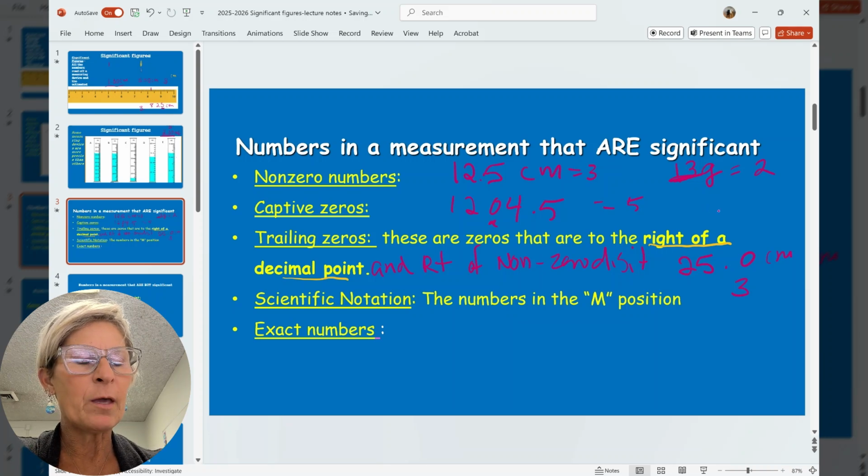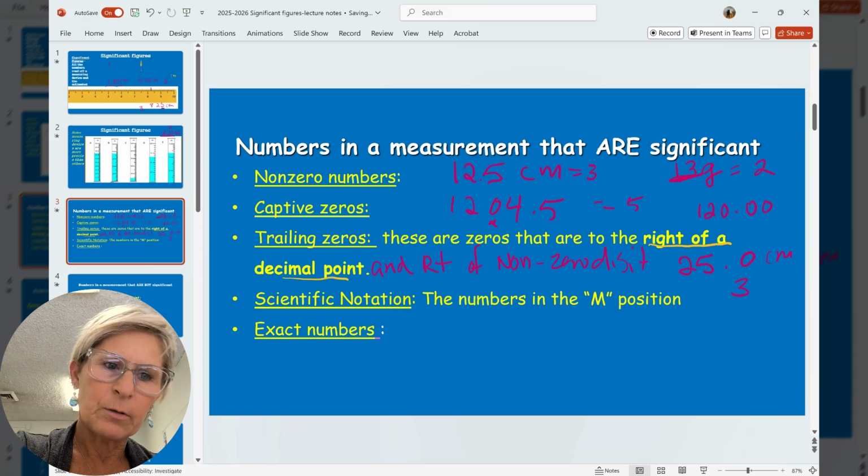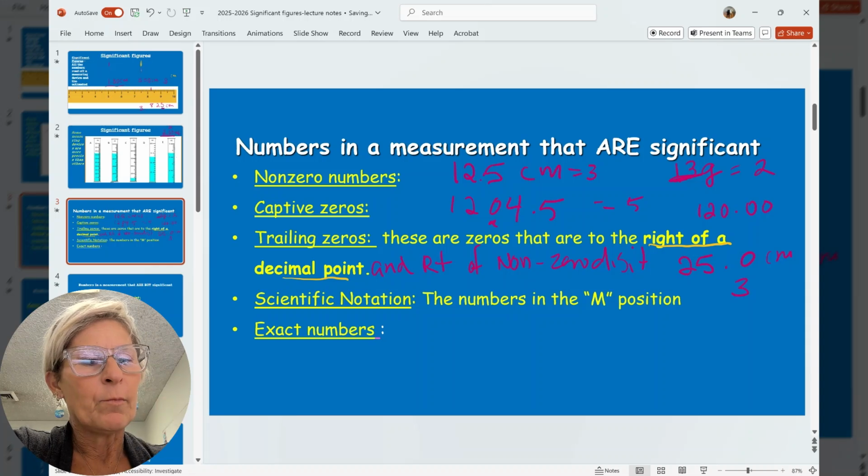If I have a measurement that looks like 120.00, both of these are going to be significant, and this guy is significant as well. Okay, so this guy is significant because he's to the right of a non-zero digit, and he is trapped between the decimal. These guys are to the right of the decimal and to the right of a non-zero digit, so those guys are significant as well.